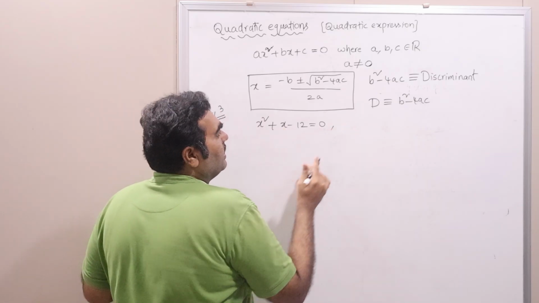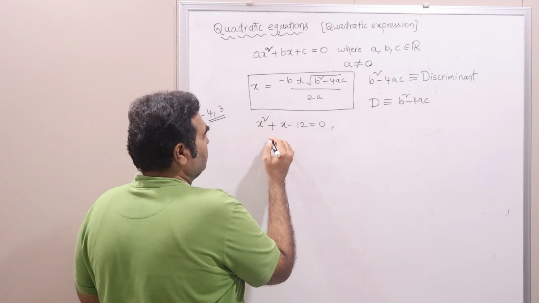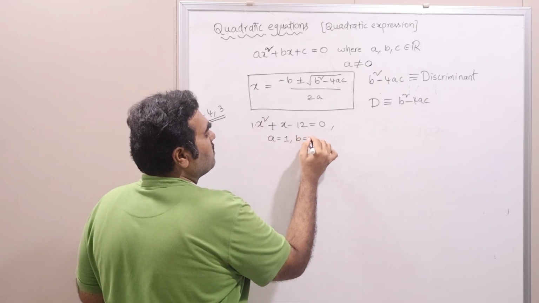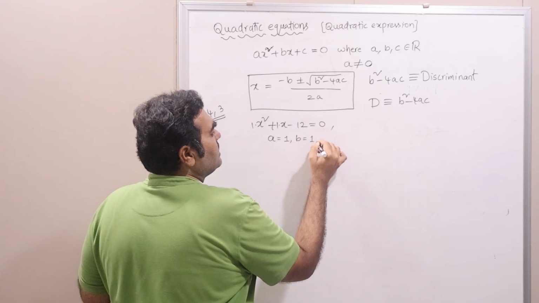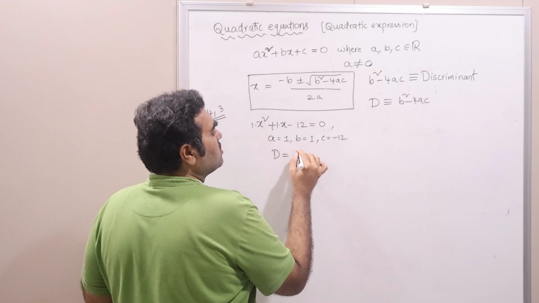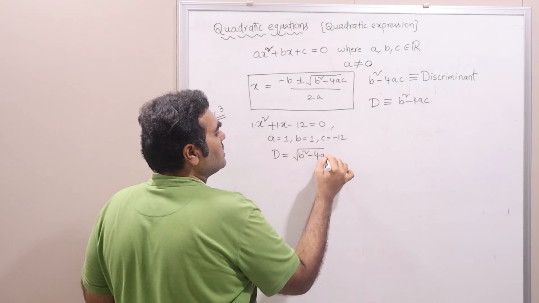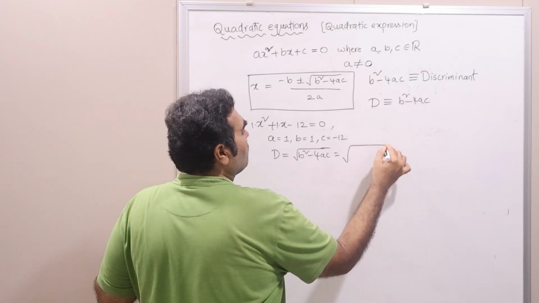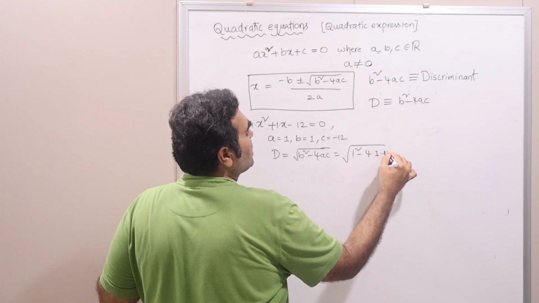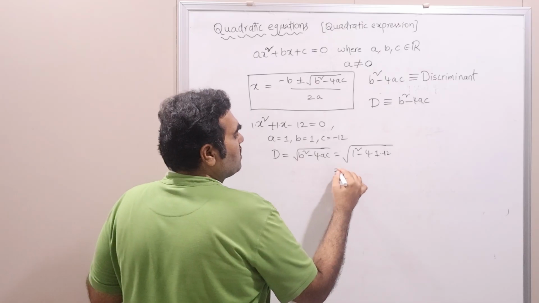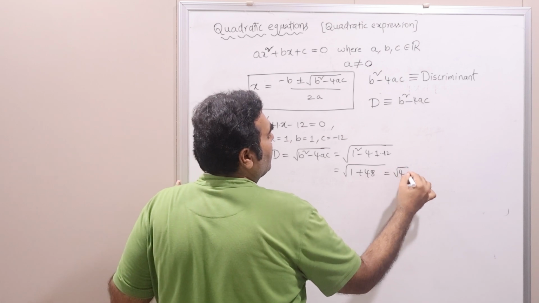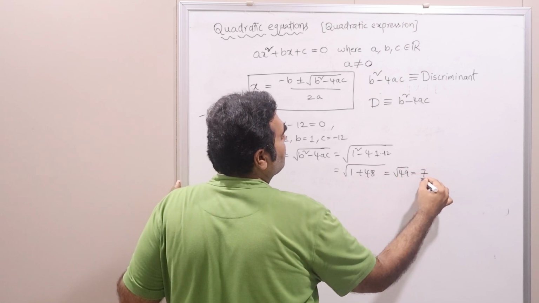Now, before proceeding, let us note down the coefficients. a is equal to 1, the coefficient of x square; b is equal to 1, the coefficient of x; c is equal to minus 12. Let us calculate the discriminant. Square root of b square minus 4ac is equal to square root of 1 square minus 4 into 1 into minus 12. This is equal to 1 plus 48, square root of 49, which is equal to 7.